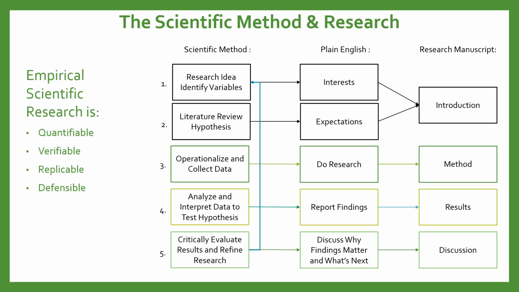Then the next step is to critically evaluate those results and then start the process all over again by refining your research. So when you read academic journal articles, you'll see that in the discussion section, they not only talk about the so what of their findings, right? So why do these findings matter? Overall, what does it mean? And how does it add to the body of pre-existing and past research?